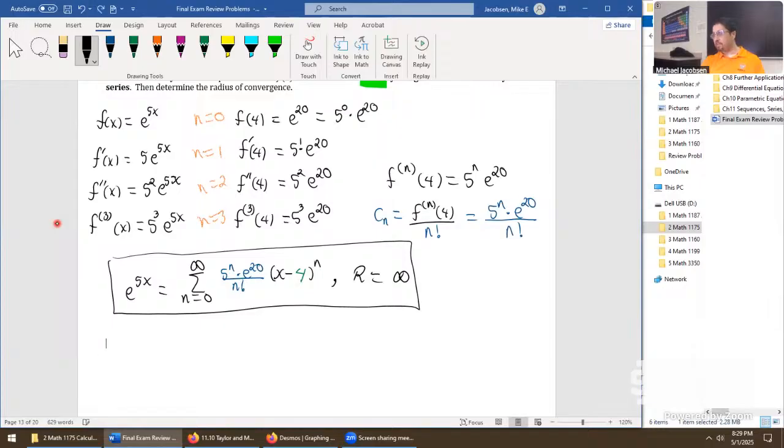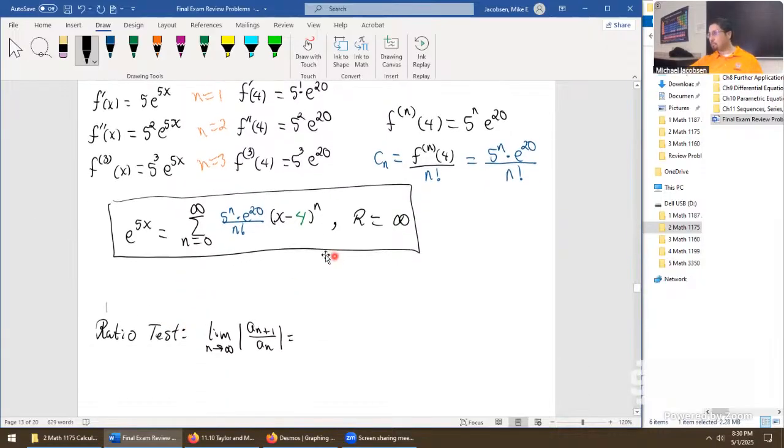Now, let's call our method here ratio test, where we will take the limit as n goes to infinity of a_{n+1} divided by a_n. Let's write that in. Well, you know what? We might want to be careful with that one. There's factorials involved. We'll be a little bit more accurate if we take our time and simplify what a_{n+1} is.